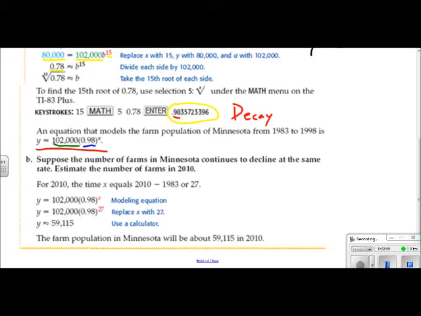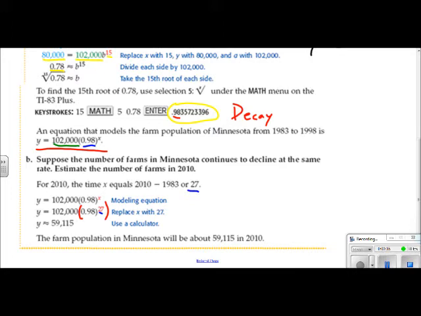So now it says, suppose the number of farms in Minnesota continues to decline at the same rate. Estimate the number of farms in 2010. Well, 2010 means that it's 27 years after 1983. So 27 would be our x value that we plug in here. So 102,000 times 0.98 to the 27th power. Now remember, you want to make sure that you're doing this piece first: 0.98 to the 27th power, then multiply it by 102,000.